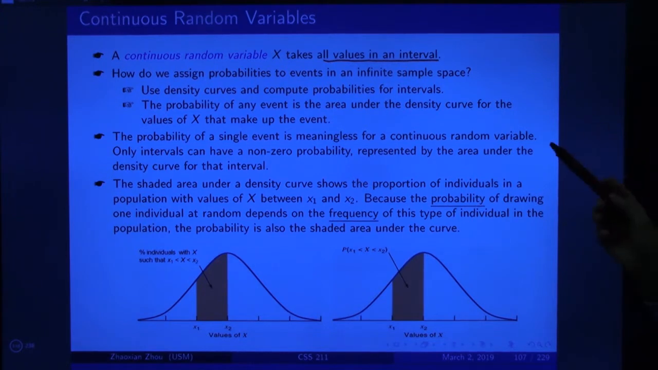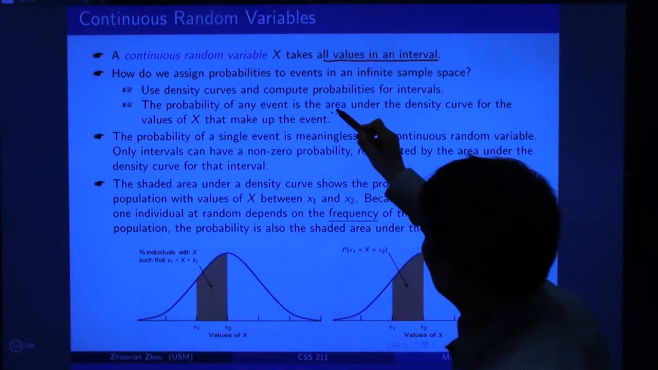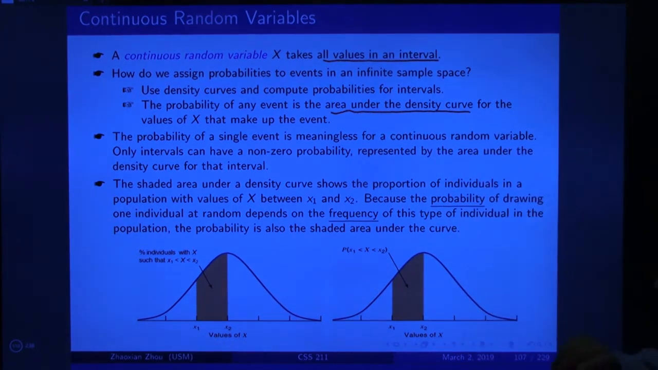How do we assign probabilities to events in an infinite sample space? We have basically 2 methods. The first one is to use a density curve and compute the probabilities for the interval. And the second is the probability of any event is the area. Okay, here we know this area and the density curve. We are very familiar with this from our previous chapters. For the values of x that make up the event.